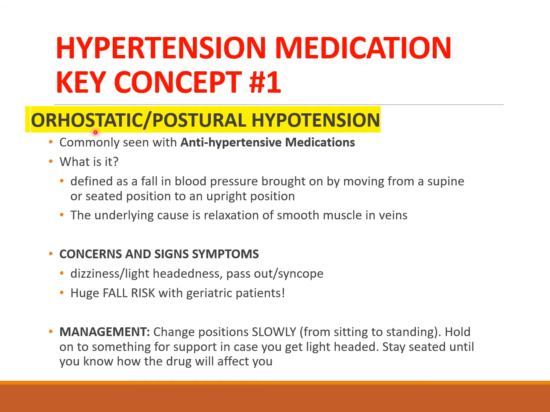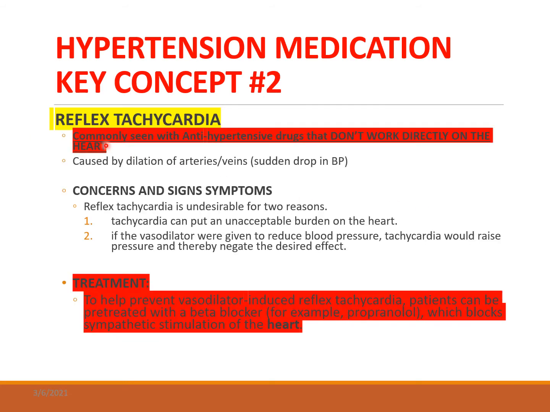This is seen in the antihypertensive drugs. What happens over here? Dizziness, lightheadedness, passing out, syncope, high fall risk for geriatric patients. Reflex tachycardia is commonly seen with antihypertensive drugs that don't work directly on the heart. So which are those drugs? Beta blockers. All right. So to treat this reflex tachycardia, we use a beta blocker.